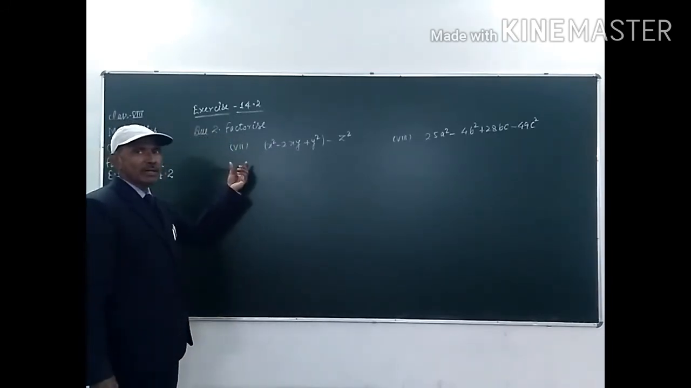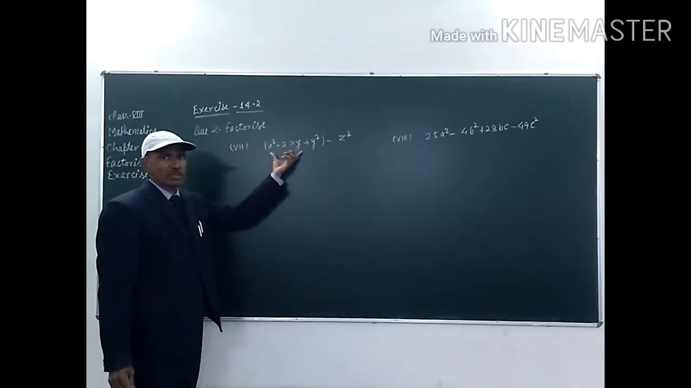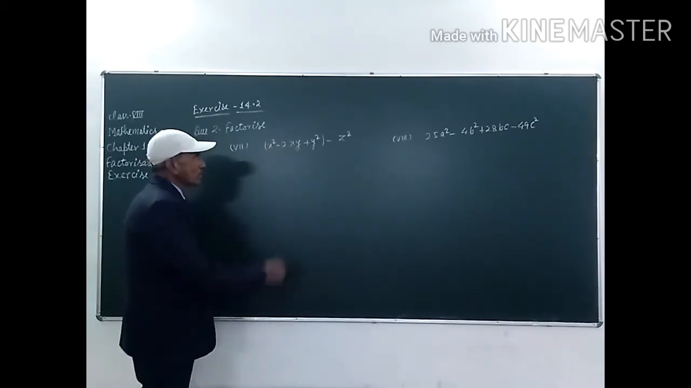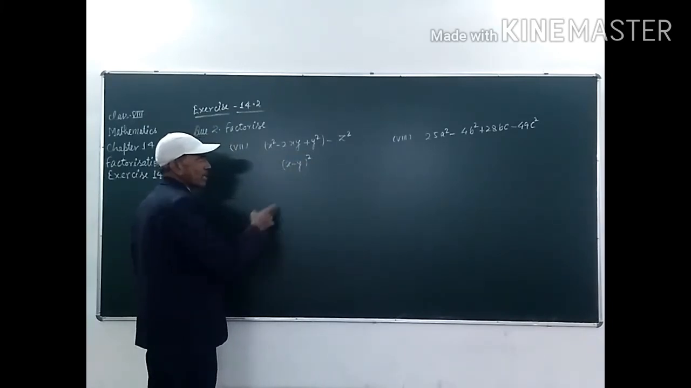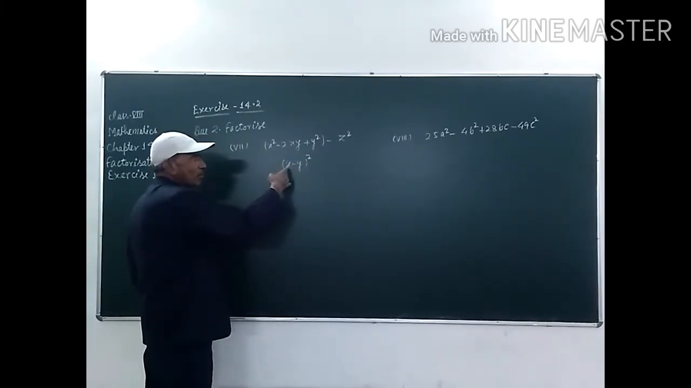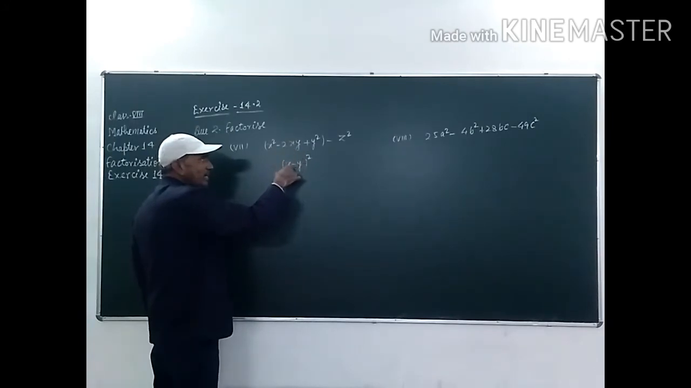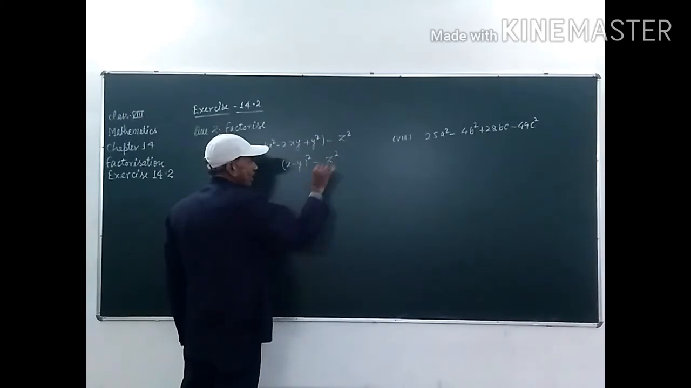This is the 7th part of question number 2, student, and we have to factorize this. So, first of all, we have to solve this: x square minus 2xy plus y square. So, this one is the expansion of the identity x minus y whole square. Students, if we expand this x minus y whole square, then it will be x square minus 2xy plus y square. So, we have to write it in this form first, minus this one z square.